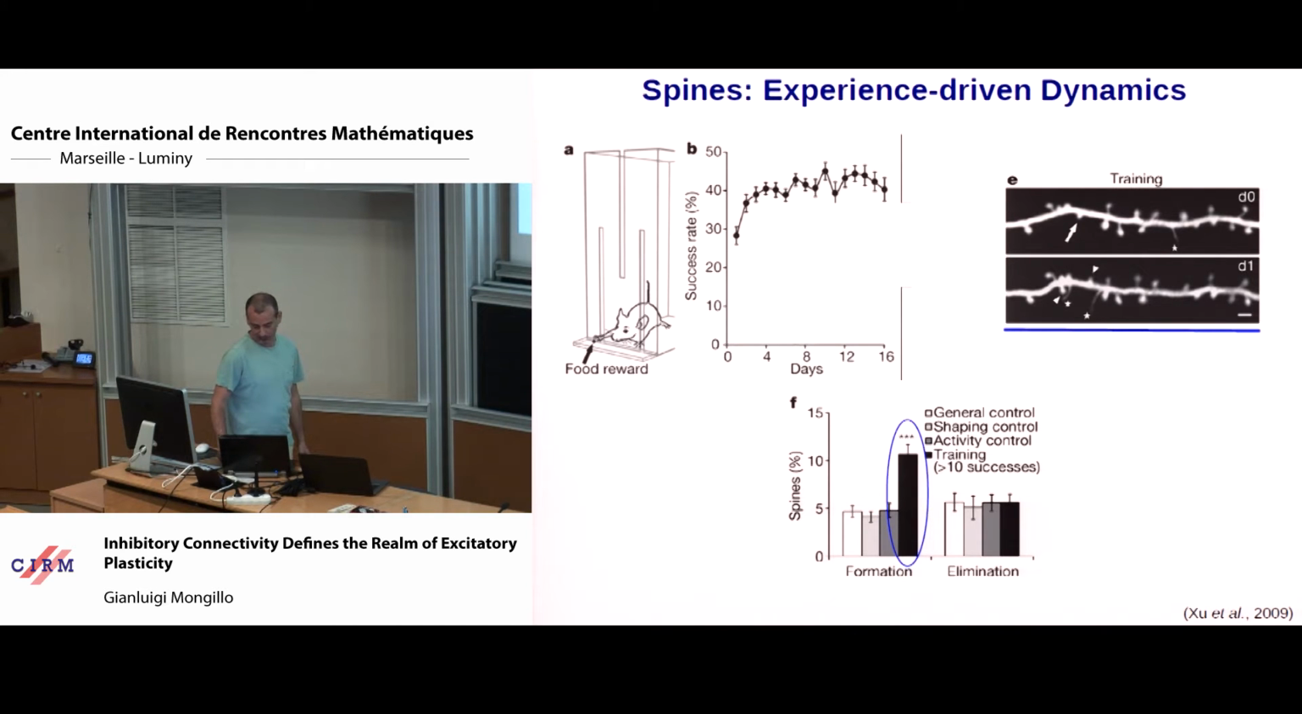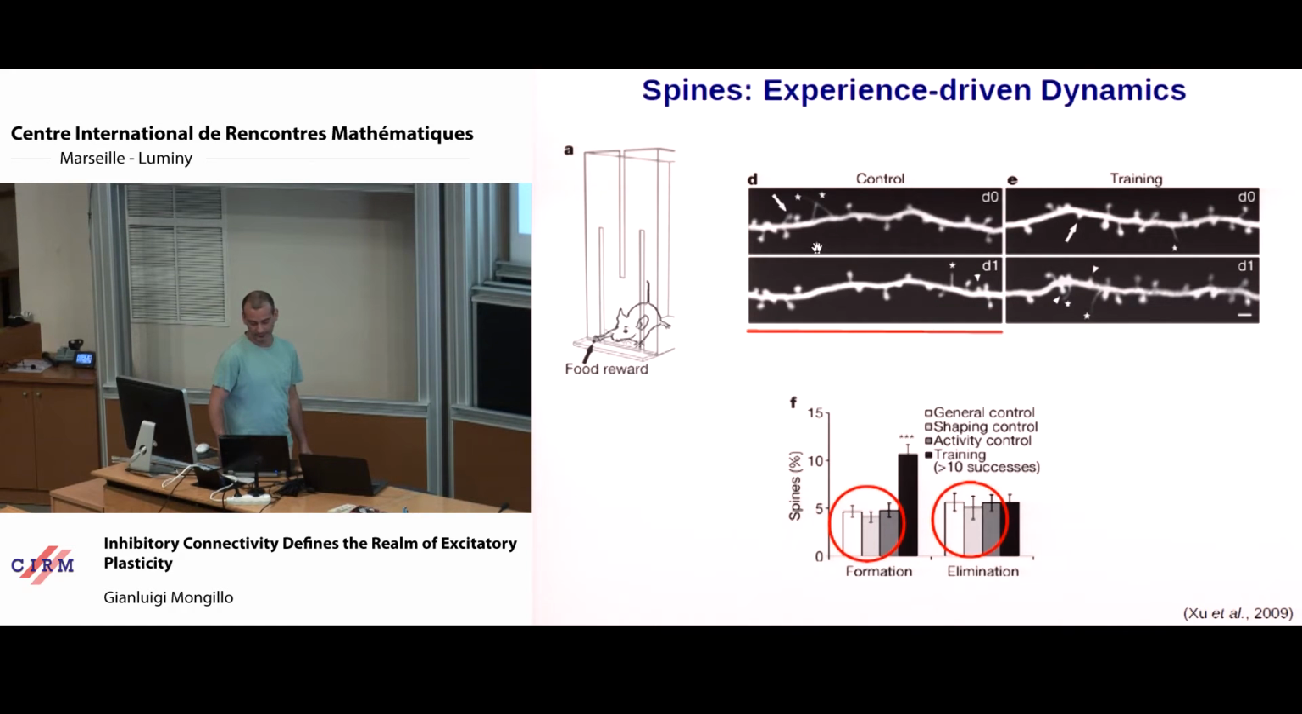Now, what's interesting and not immediately clear within the theory that I summarized at the beginning is that, in fact, you have formation and elimination also in the control condition. So, in fact, in a situation where there is no explicit learning. And to some extent, you can see that this rate of change is not dramatically different from the rate of change that you observe during learning, okay?